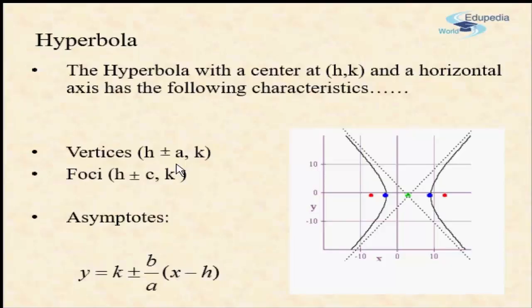Because it was centered at 0 comma 0. So now, since it is centered at h comma k, the vertex now becomes h plus minus a comma k, and the foci h plus minus c comma k. K is going to be the y value of the new origin, that is the green dot over here, and the asymptotes are also going to be different. First it was plus minus bx over a, now it's y equals k plus minus b(x minus h) over a. Of course, this was inside the brackets.